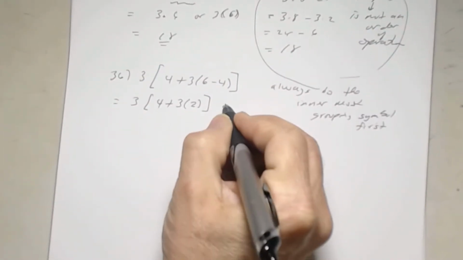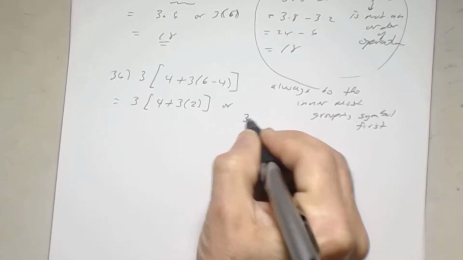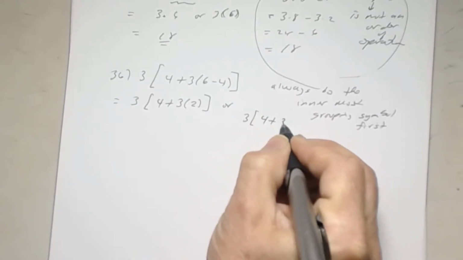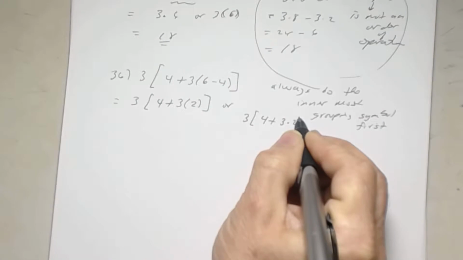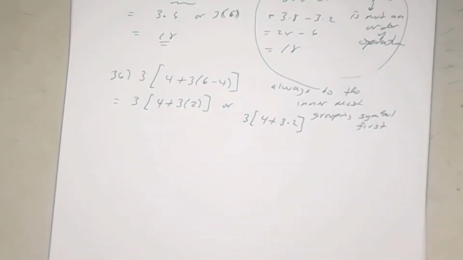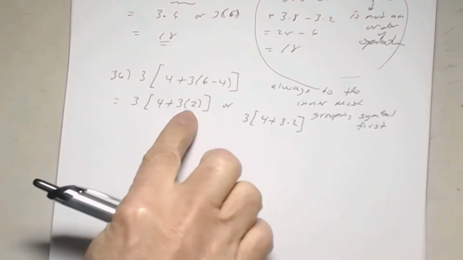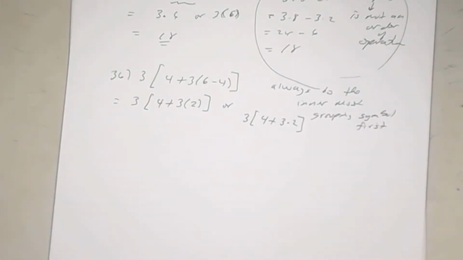But you do realize you could have said this, right? I'm going to write it out like this. Put the dot instead of parentheses. Y'all agree? Either one's fine. They mean the same thing. This means 3 times 2. This means 3 times 2. It does not matter.